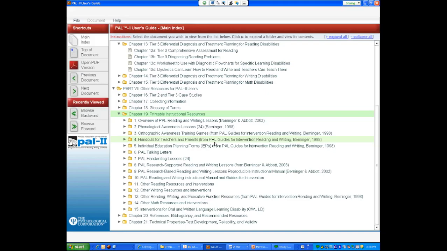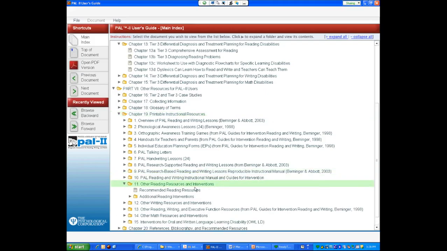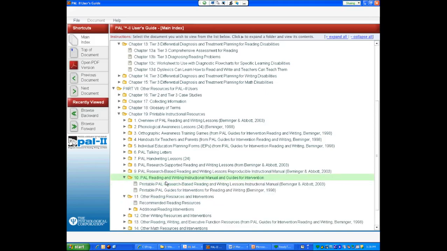Let me see where that one is. The PAL Guide for Intervention. Okay. There are the handwriting lessons, the research-supported reading and writing lessons, the reproducible manual for the reading and writing lessons, and maybe that's under here, other reading and interventions. Okay. I'm trying to find where the... oh, here it is. This is the PAL Guides for Interventions, where she describes the evidence on which her interventions are based. So a number of different components that you might want to pull from here and download and save somewhere.